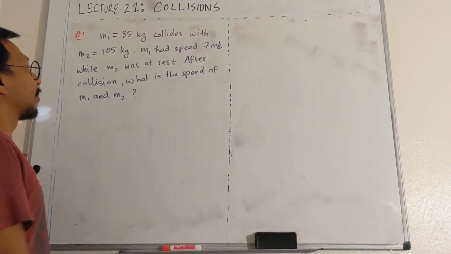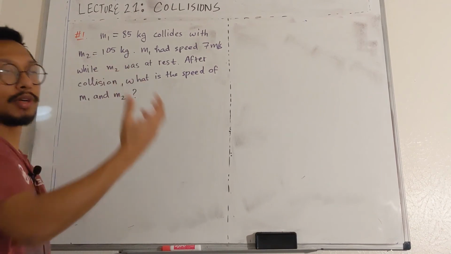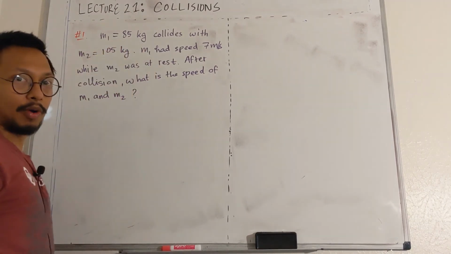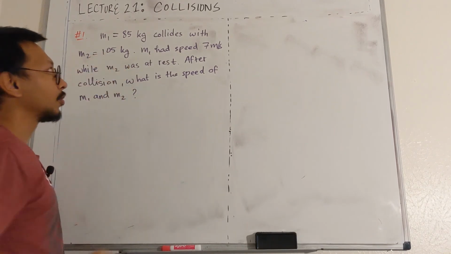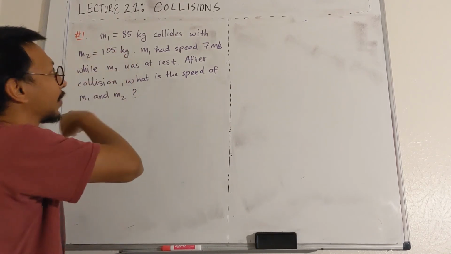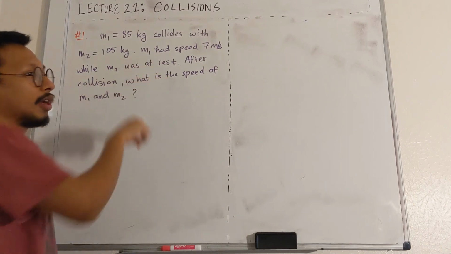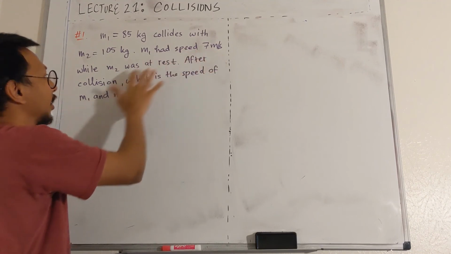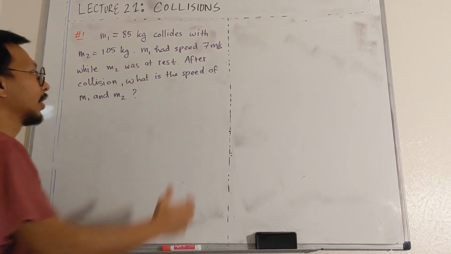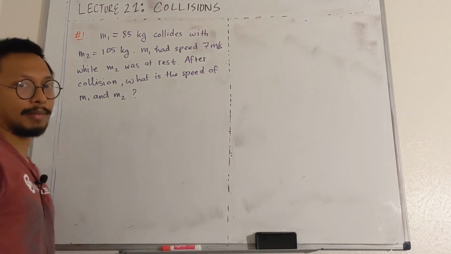In this first example, we have, let's say, two football players. One is running towards the other. So m1 is player 1 who's running towards player 2, which is m2, whose masses we know. m1 has a mass of 85 kilograms, m2 has a mass of 105 kilograms, and m1 was running towards m2 with a speed of 7 meters per second while m2 was at rest. After the collision, we want to know what the speed of m1 and m2 is.